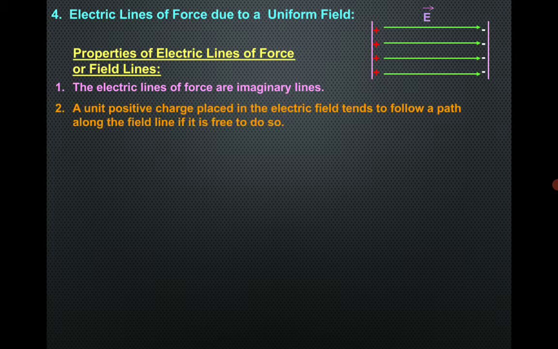Second, a unit positive charge placed in the electric field tends to follow a path along the field line if it is free to do so. As I have told just now, if it traces the movement of a unit positive charge, or we can say if it traces the movement of a test charge, we get the pattern of electric field line. This way you can see. Again I show you, see on the diagram, tracing the movement of the test charge we will get the pattern of electric field line.